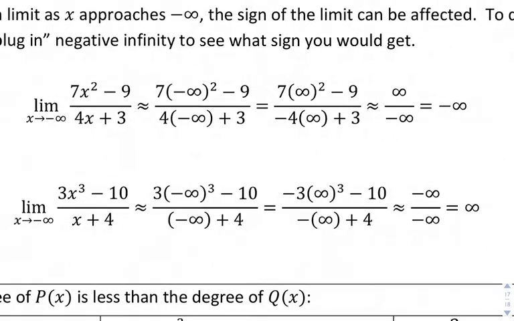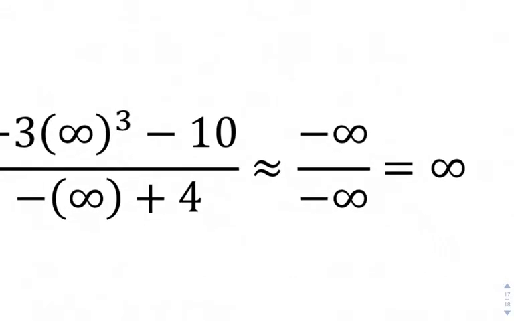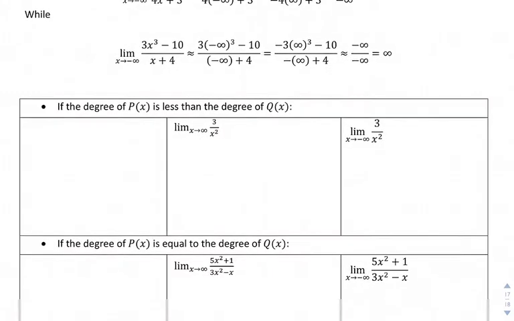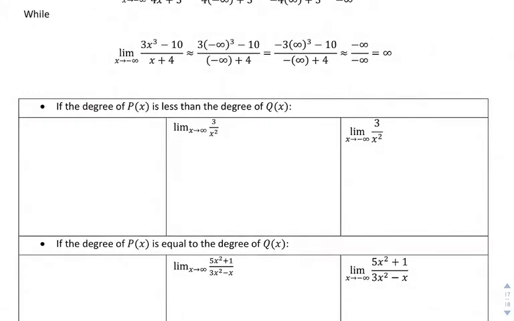The next one kind of shows the same thing. It just shows what happens when it's a different degree. I would get in the end negative infinity divided by negative infinity, which is a positive infinity. So there's three different options here: if your degree is bigger on the bottom, if your top and bottom have the same degree, or if the degree is bigger on the top.